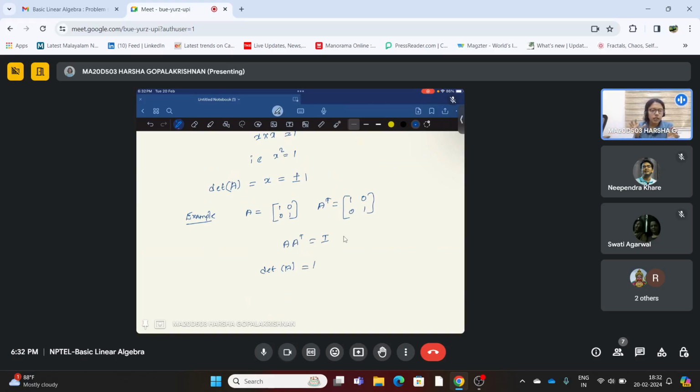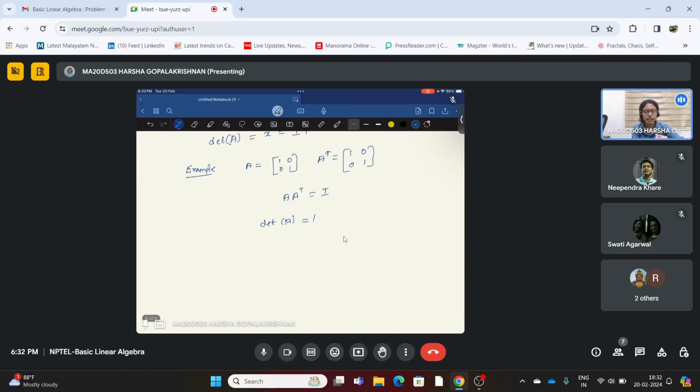So we already proved it can be either plus 1 or minus 1, and we got an example with determinant plus 1. Now we will confirm whether there exists an orthogonal matrix with determinant minus 1. If you modify this example, you can find an orthogonal matrix with determinant minus 1 also. Can anyone say how we can write the matrix? Which matrix can I take such that it is orthogonal and its determinant is minus 1?